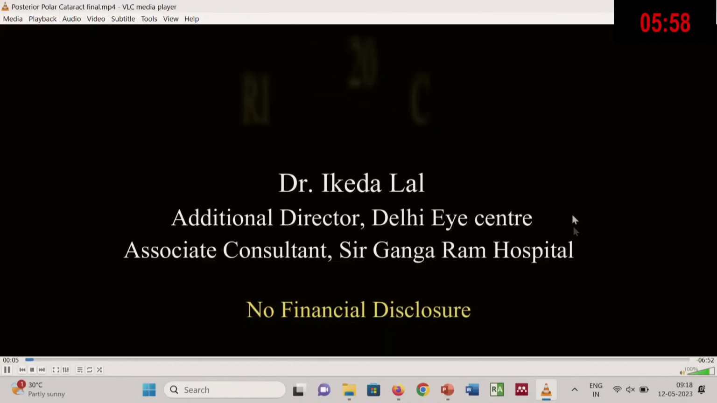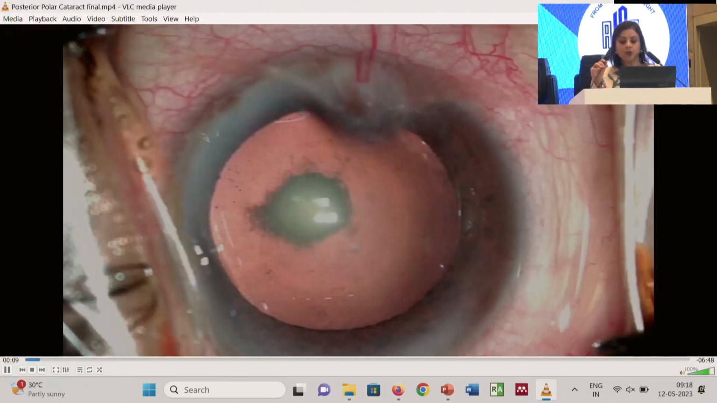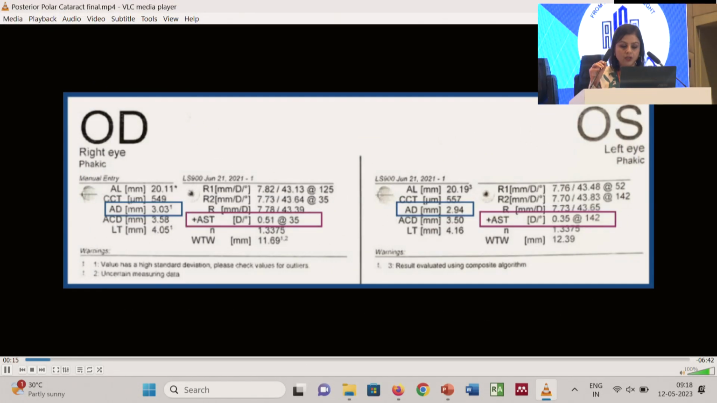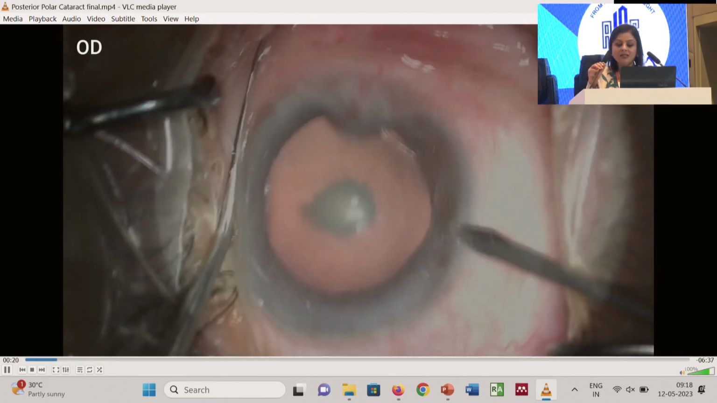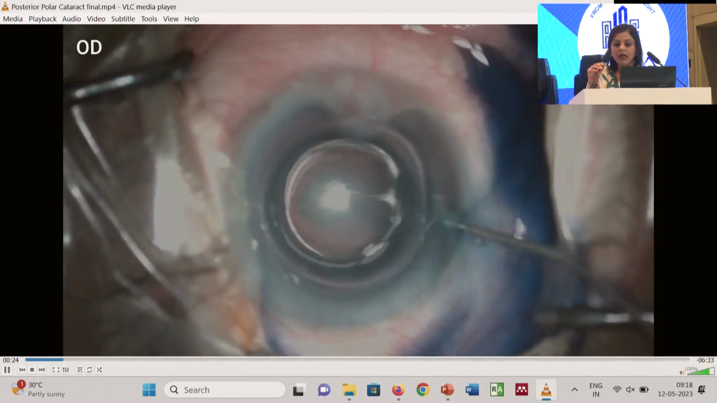So, posterior polar cataracts also tend to be soft. My first patient here has nuclear sclerosis. In a high hypermetropic patient, we can see the IOL power is 36 diopters along with the pterygium. And the anterior chamber depth here, or the aqueous depth, is adequate, 3.03. This is something we have to look at when we are operating on high hypermetropes.